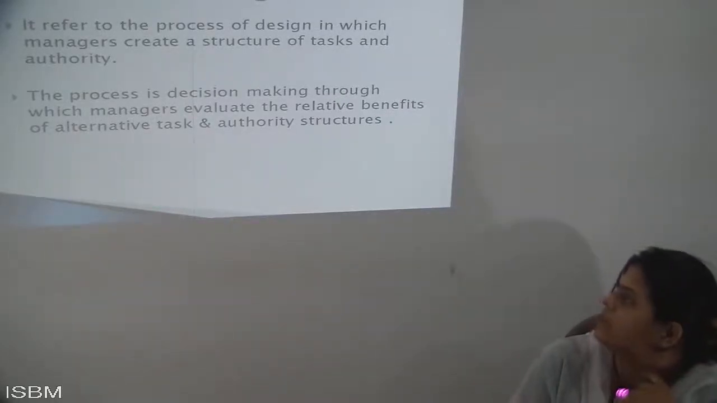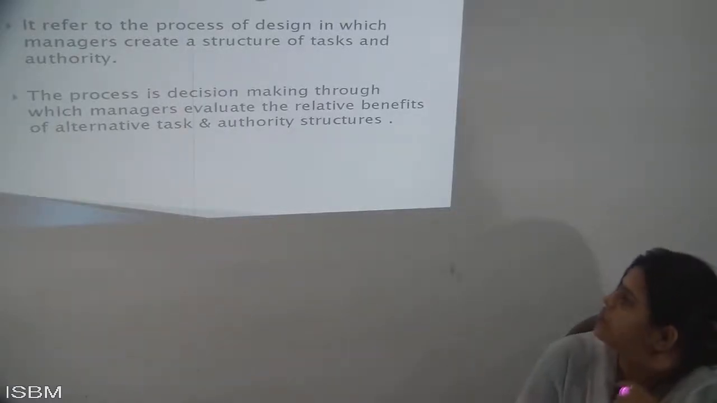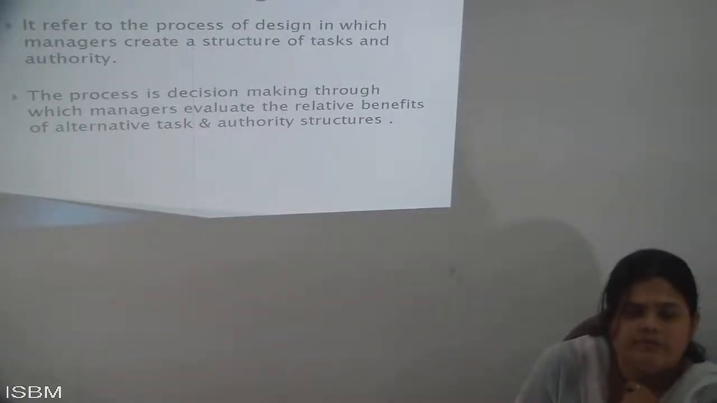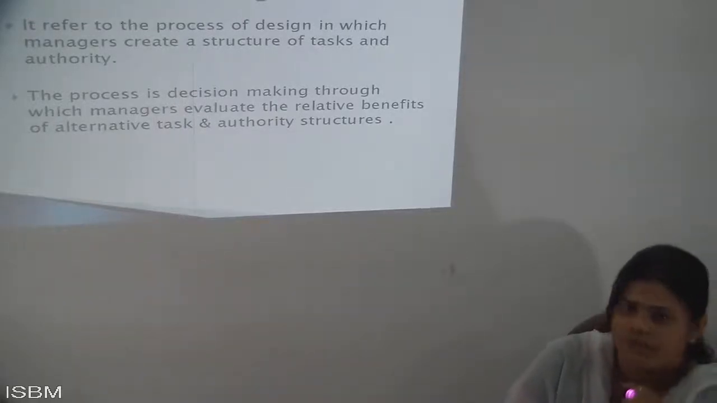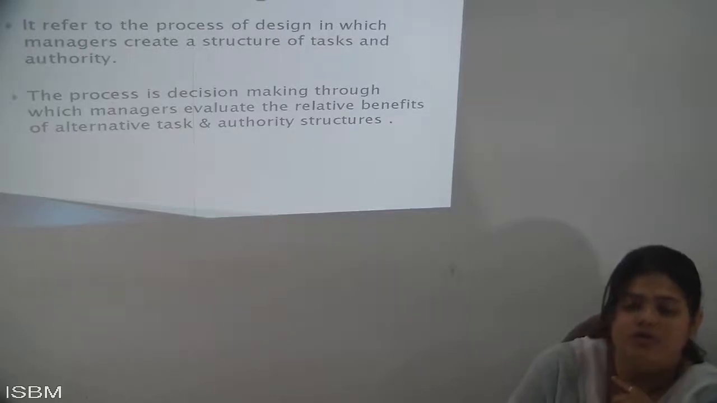Now next it has been said with organization design. In this design, first, it refers to the process of designing in which managers create a structure of tasks and authority. The process is decision making through which managers evaluate the relative benefits of alternative task and authority structures. Okay, now we'll move step by step. First, it's one process of design, as we are learning organization design.